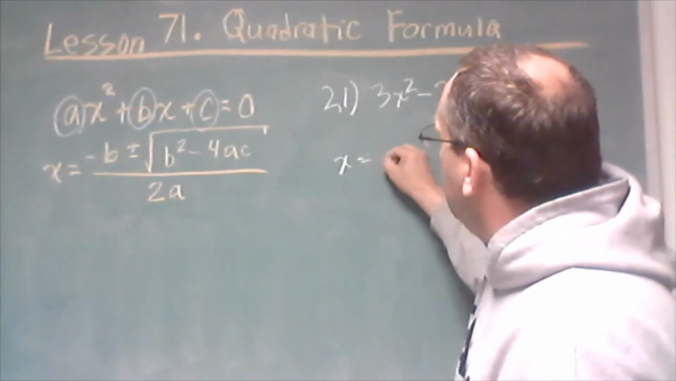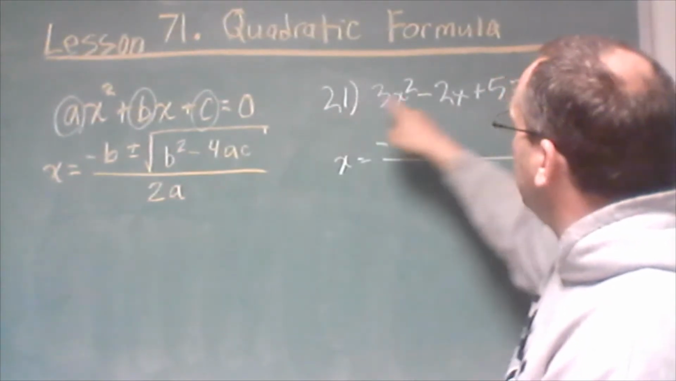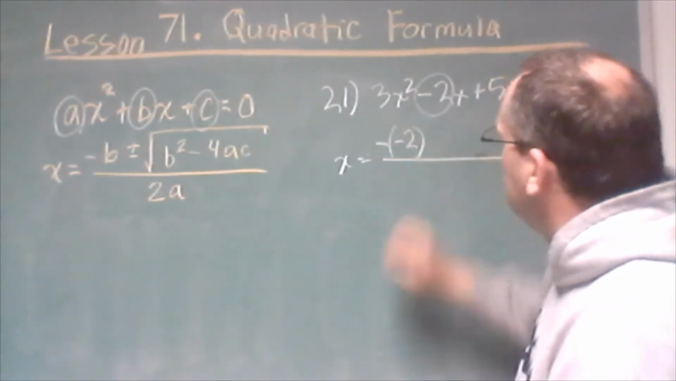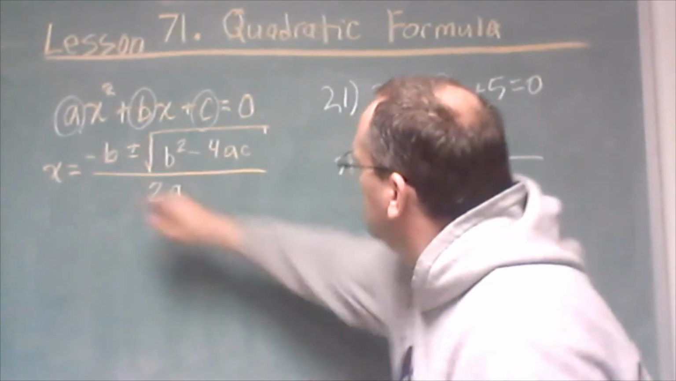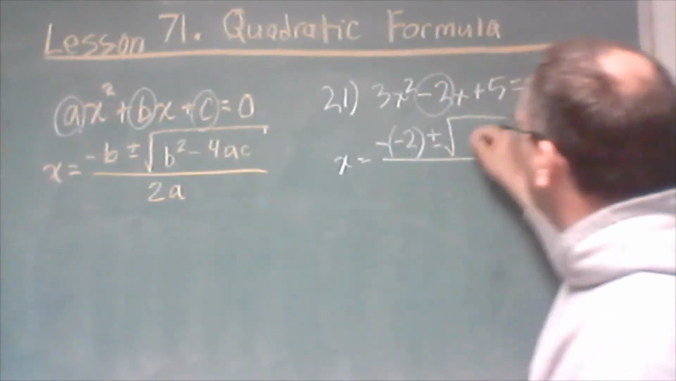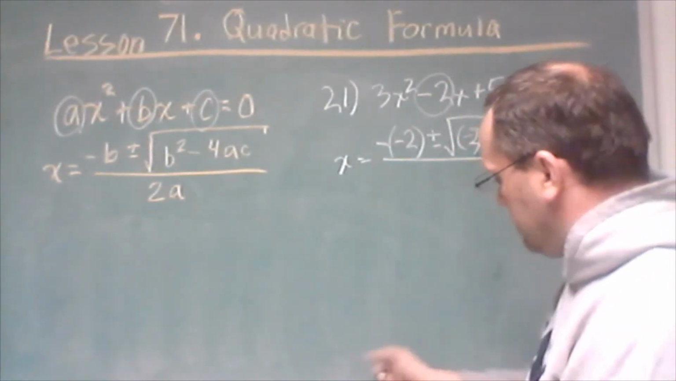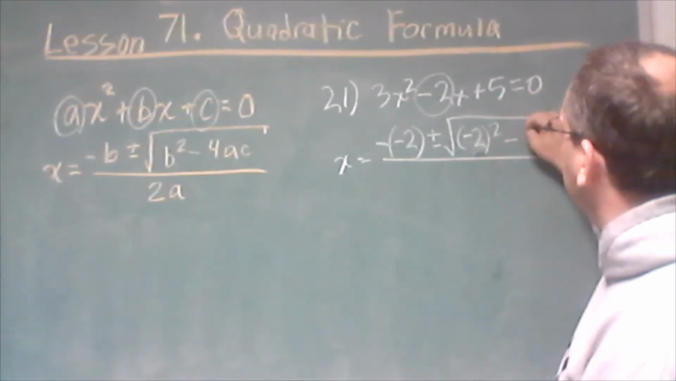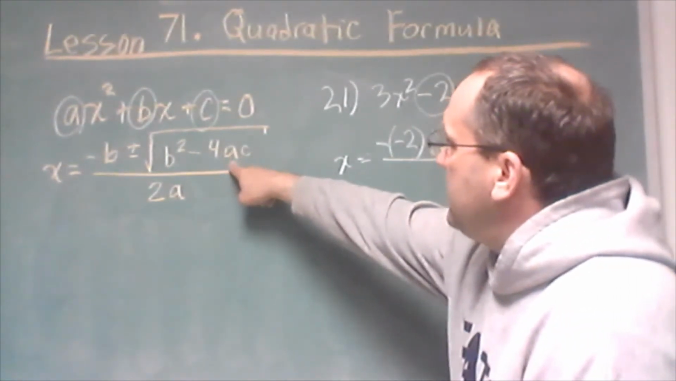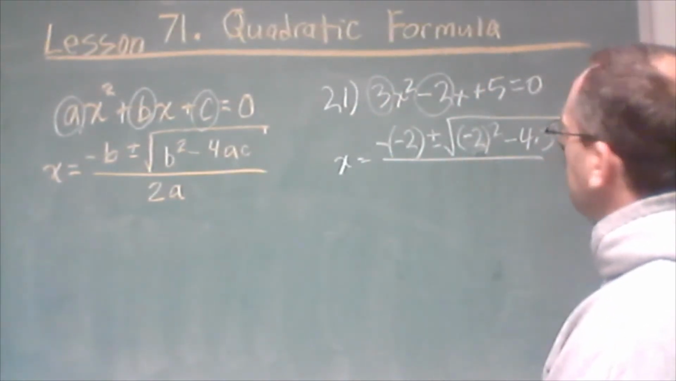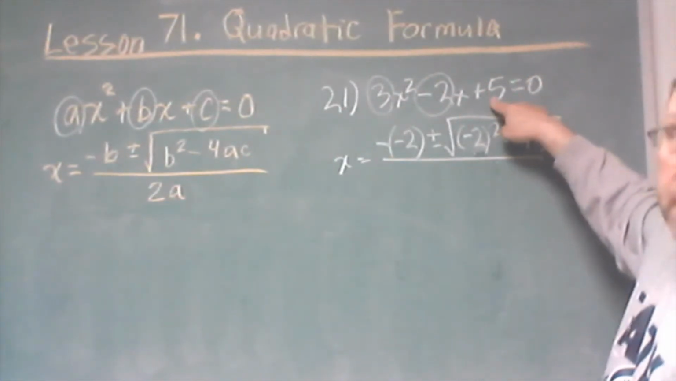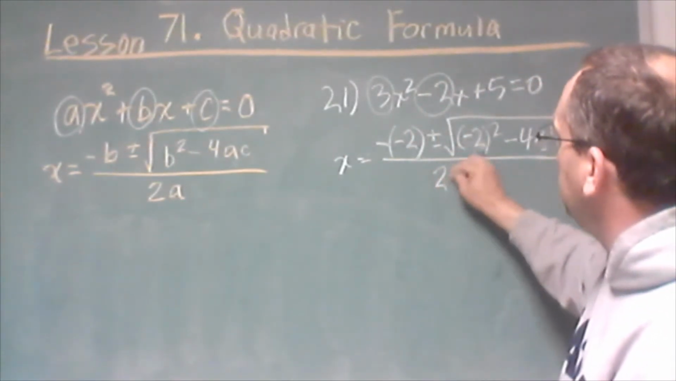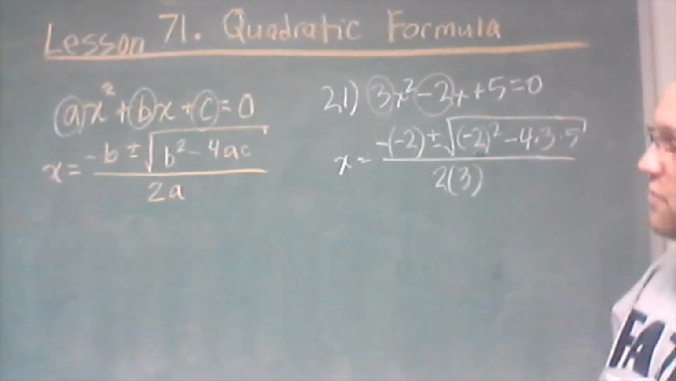X will equal minus b. What is b in this case? In this case, it's minus 2, plus or minus the square root of b squared, again minus 2. Minus 2 squared, minus 4 times a, the first term, which in this case is 3, times c, which in this case is plus 5. And then in the denominator, it's going to be 2 times a. A is again the first coefficient, 3.